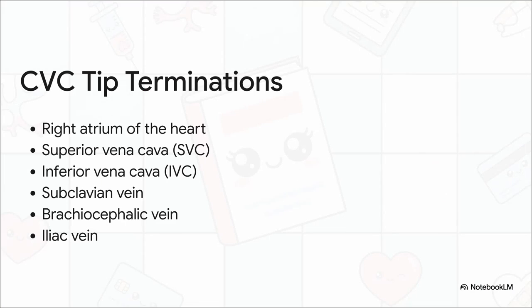Okay, so to accurately code any procedure, we first got to establish our baseline definition, which is a strict anatomical requirement. To actually be considered a central venous catheter, or CVC, the catheter tip absolutely must terminate in one of these very specific locations. We're talking the right atrium of the heart, the superior or inferior vena cava, the subclavian vein, the brachiocephalic, also known as the innominate vein, or the iliac vein. If that catheter tip doesn't reach one of those exact anatomical spots, no way around it. You cannot code it as a standard CVC.